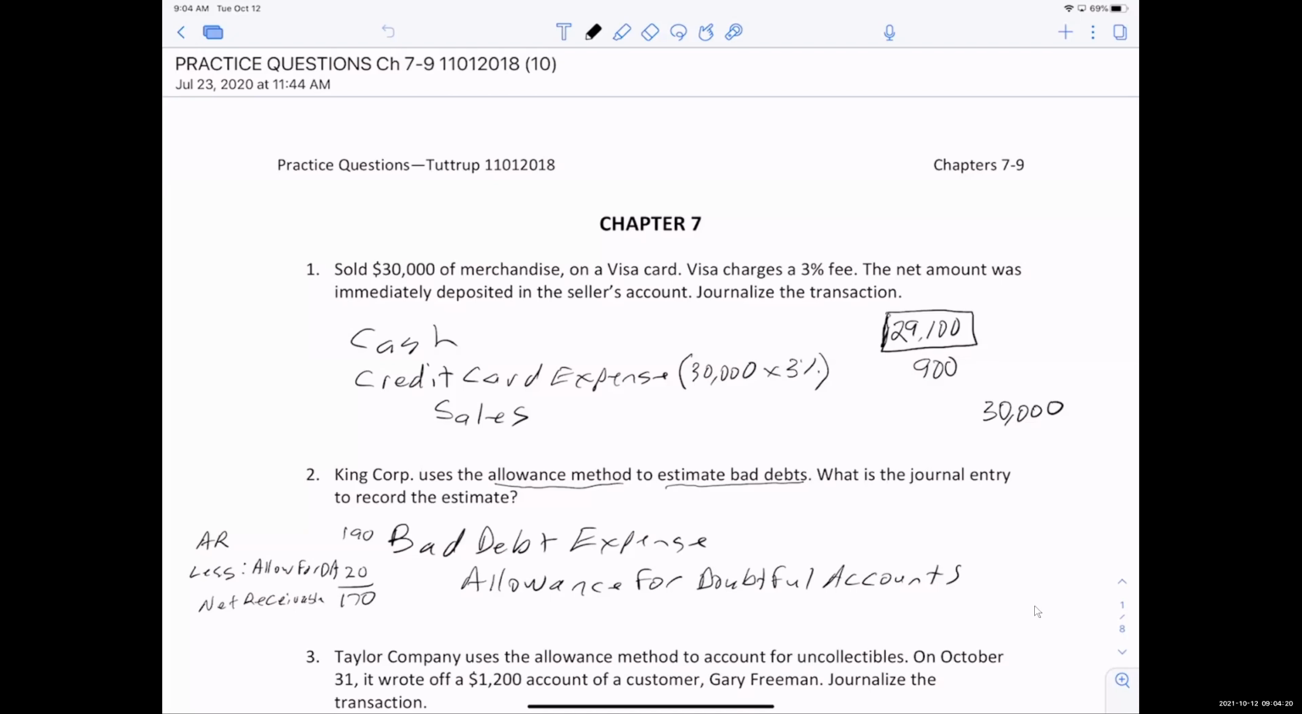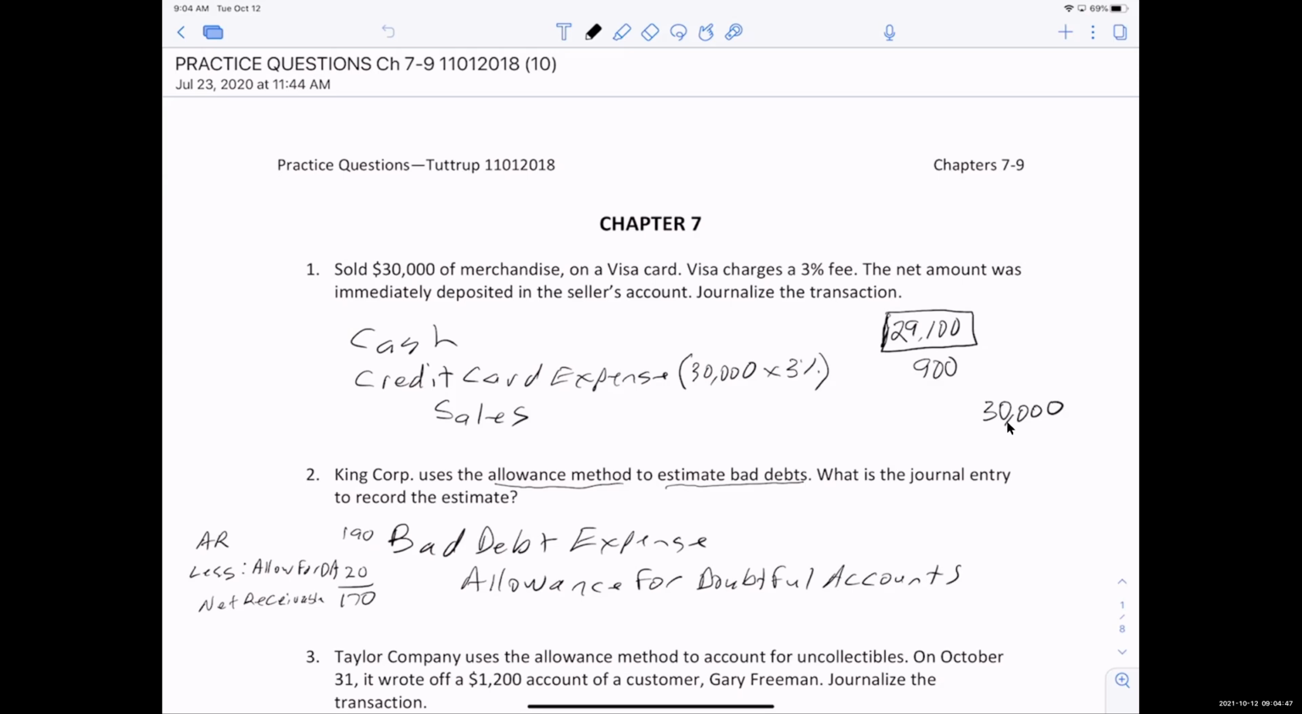Sold $30,000 of merchandise on a Visa card. Visa charges a 3% fee. The net amount was immediately deposited in the seller's account. Journalize the transaction. Okay, well, we sold merchandise for $30,000, so we're recognizing sales of $30,000.